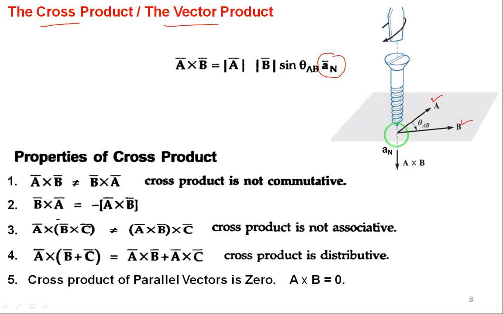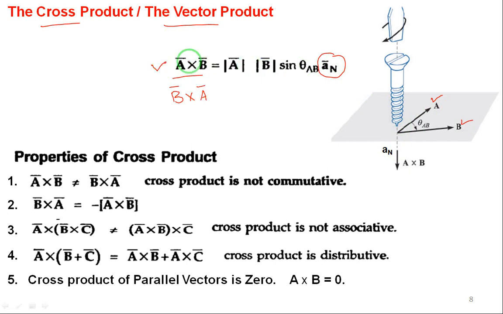And what is this AN vector? You can observe here, it is perpendicular to the plane. It is in the downward direction, right? And how to take the cross product? Instead of taking A cross B, I can go for B cross A also, right? So first we'll see A cross B.